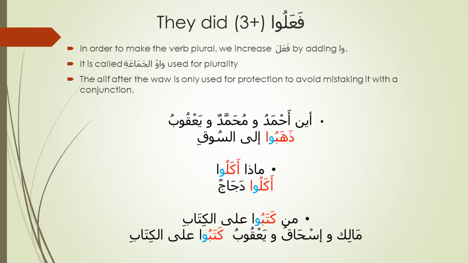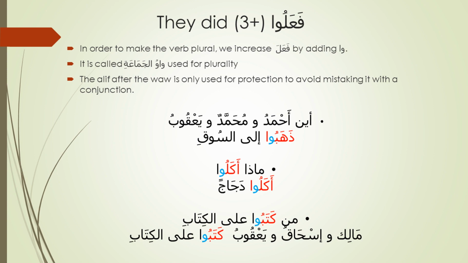Now if you notice, there's an alif on each one. That alif there is only there as a protection. Okay? To not confuse it with the conjunction waw, which in the Arabic language means and. Now if this alif here wasn't there, they would think this means and. But it's not and. This indicates the doer of the action is a group of people in the third person. Its job there is only to protect the waw from looking like a conjunction.